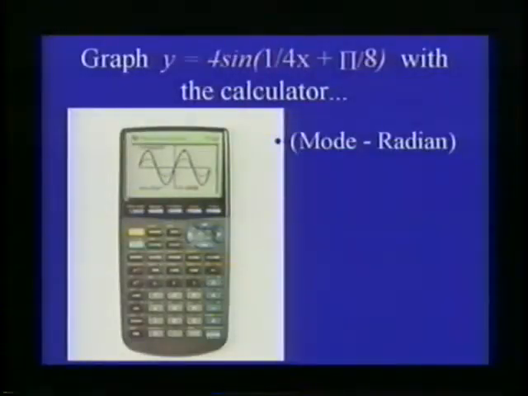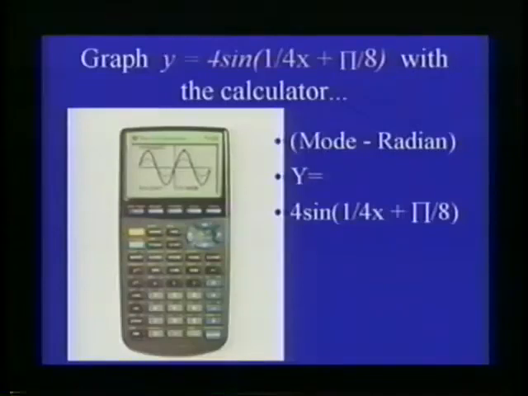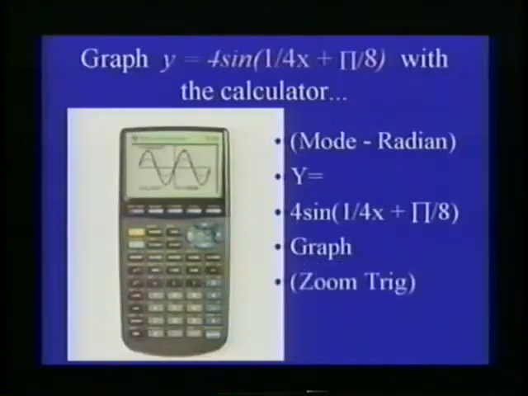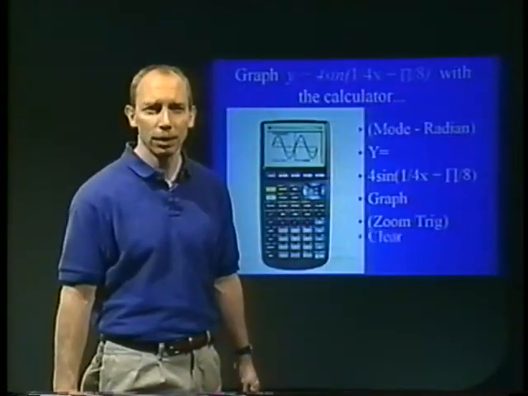You're going to hit mode, make sure you're in radian measure, and then come out with your clear. Y equals, find that button. Type all this in. Holy, go to war. 4 sine 1/4 x plus, now get your pi. That'll be second pi divided by 8. Do your parentheses. Hit your graph button. Now, just in case you need to, hit zoom trig. You happy with it? You might zoom in or zoom out, but I think zoom trig is going to be a solution for you. Let's clear out of there.